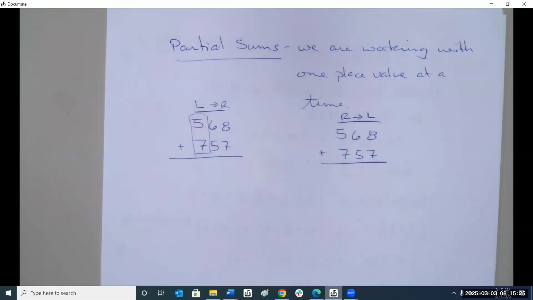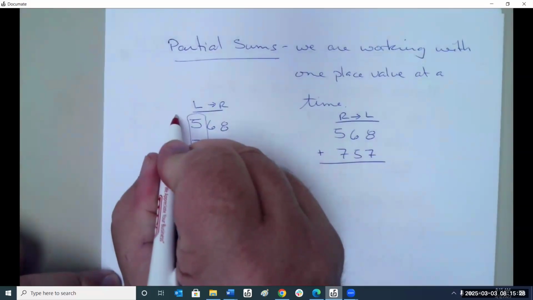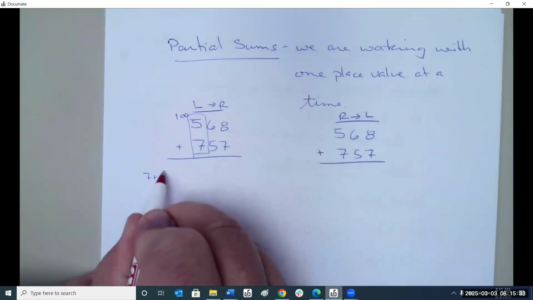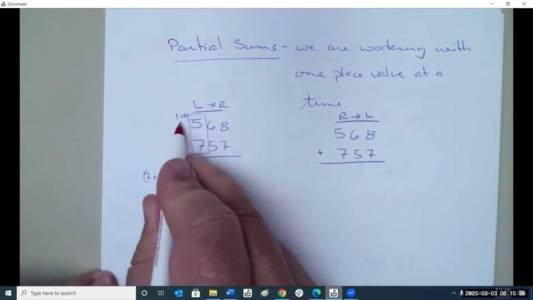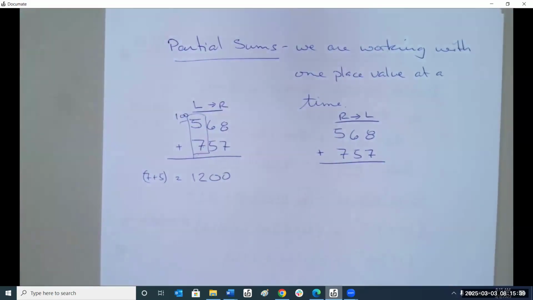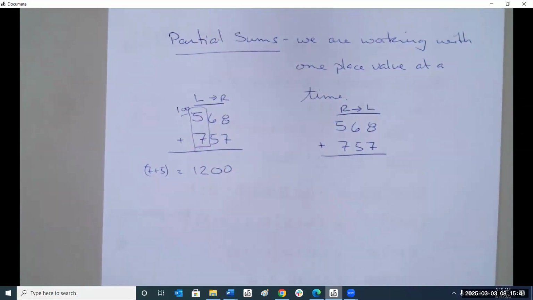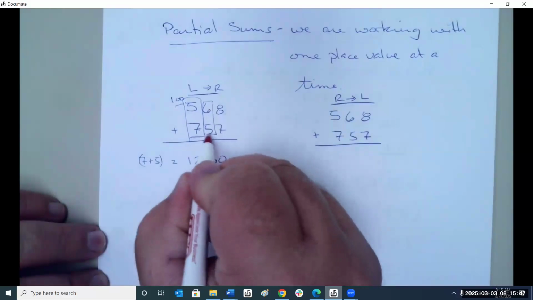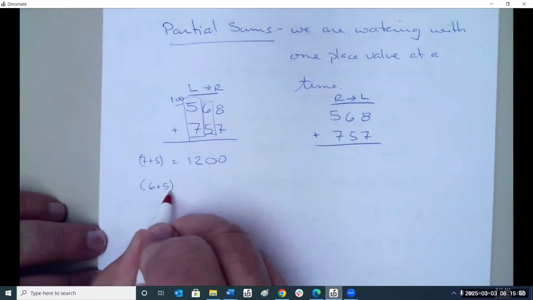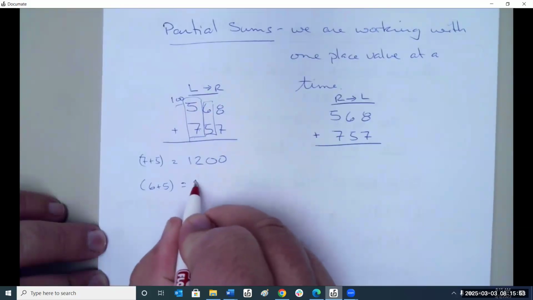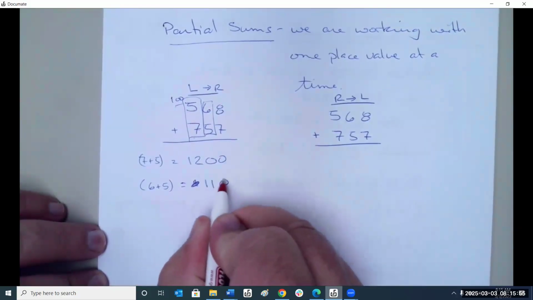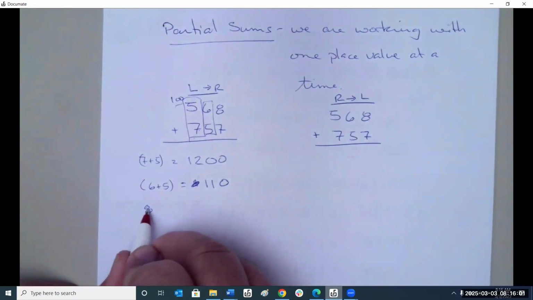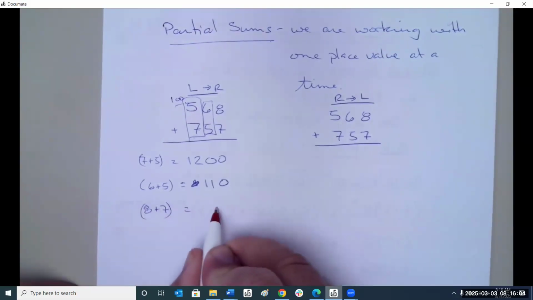These are the what column? That's the hundreds. So what is 7 plus 5? That is 12 with 2 zeros behind it because it's in the third column. Then the next one, we have 6 plus 5. That makes it 11 with only 1 zero behind it because it's in the second column. It's in the tens column. And then we have the 8 plus 7, which is the 15.